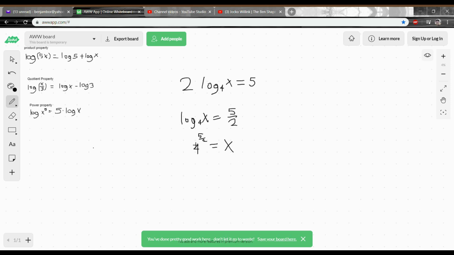Now, we can evaluate this by hand. This is the same thing as 4 raised to the 1 over 2 power, all raised to the 5th power. Now 4 raised to the 1 over 2 power is the same thing as the square root of 4, raised to the 5th equals x. Now the square root of 4 is just 2, raised to the 5th equals x. Then 2 raised to the 5th is 32.